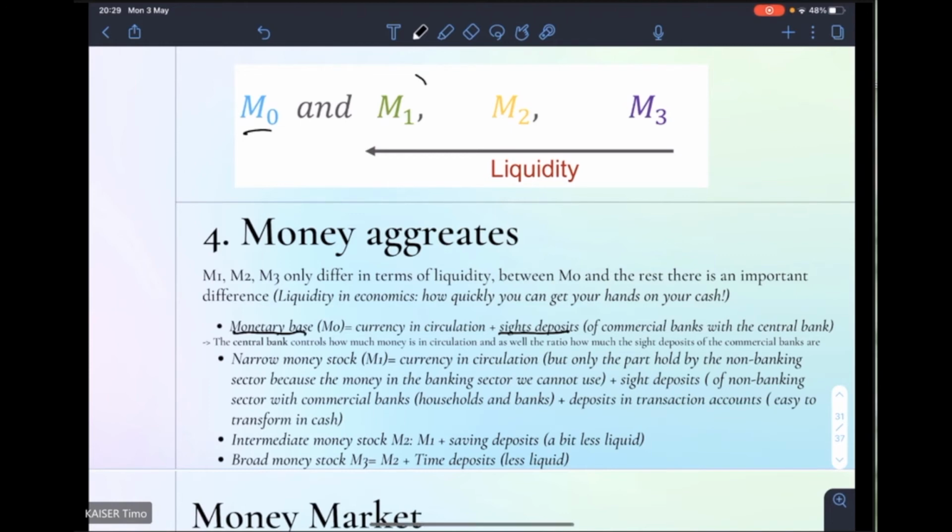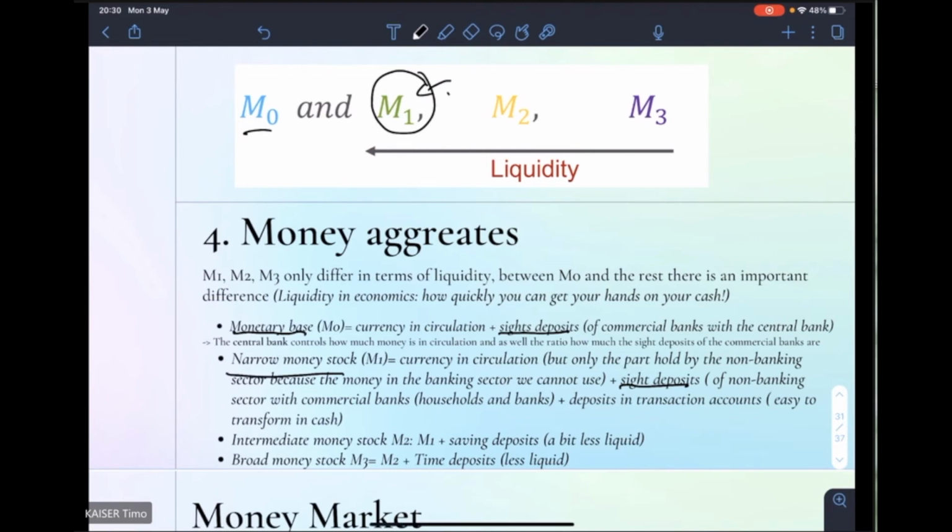Then what comes in M1, which will be the narrow money stock and the second money aggregate. This aggregate includes the currency in circulation, but only the money that is in circulation with the public, so only the money that surrounds us. And of course, it includes the sight deposits of the non-banking sector, which means our sight deposits, so everything that we deposited in the banks. That's what's included in M1.